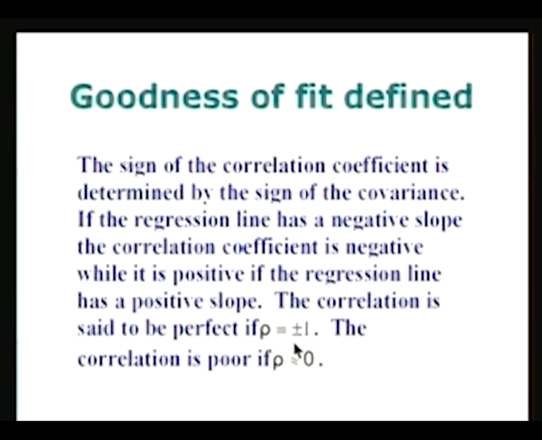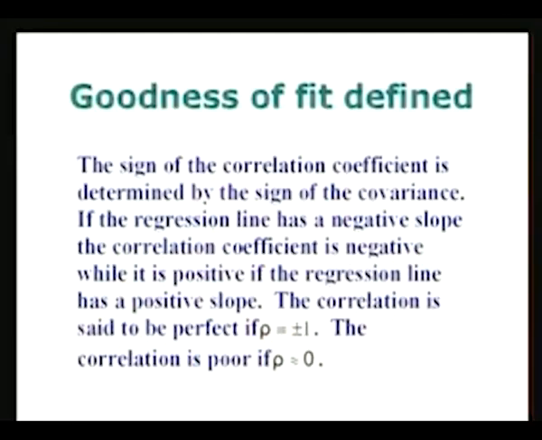If rho equals plus or minus 1, the correlation is good. The correlation is very poor if rho is very close to 0, and in practice we should get a value of rho greater than 0.5 or less than minus 0.5. It should not lie between 0.5 and minus 0.5. Anything more than 0.5, there is some likelihood of a correlation. Of course, the closer it is to plus 1 or minus 1, the better the correlation is going to be.